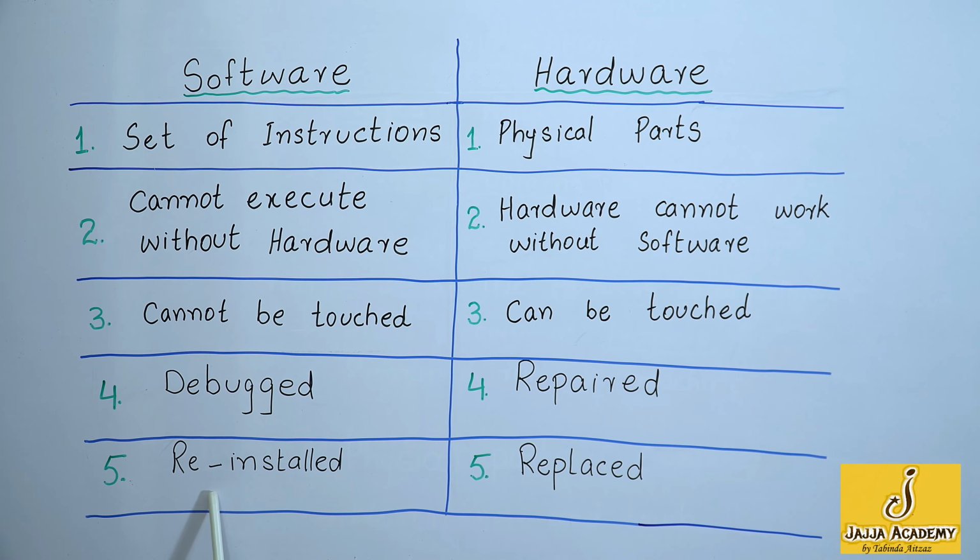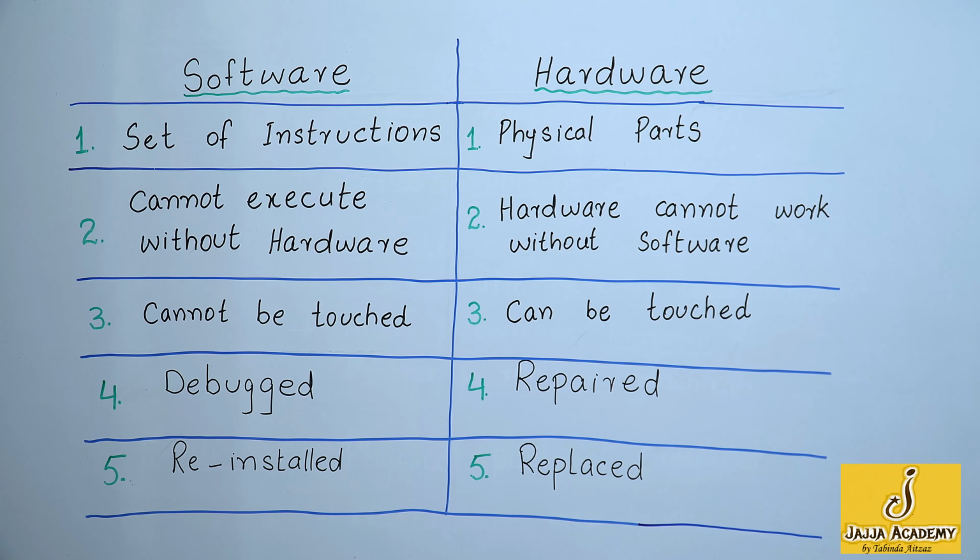If the problem is not solved after debugging, then the software is reinstalled. On the other hand, if hardware is unable to be repaired, then it is replaced. We have to place a new hardware. These were the differences between software and hardware.